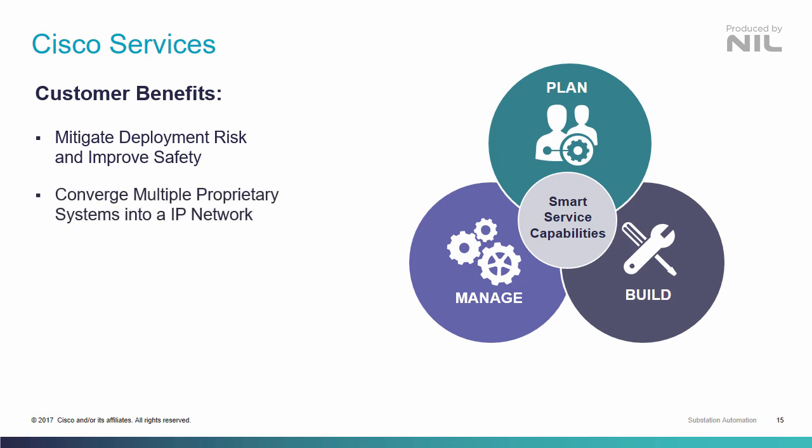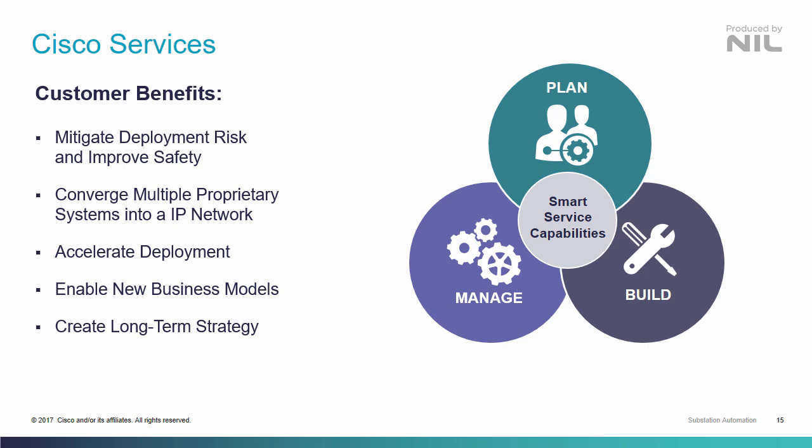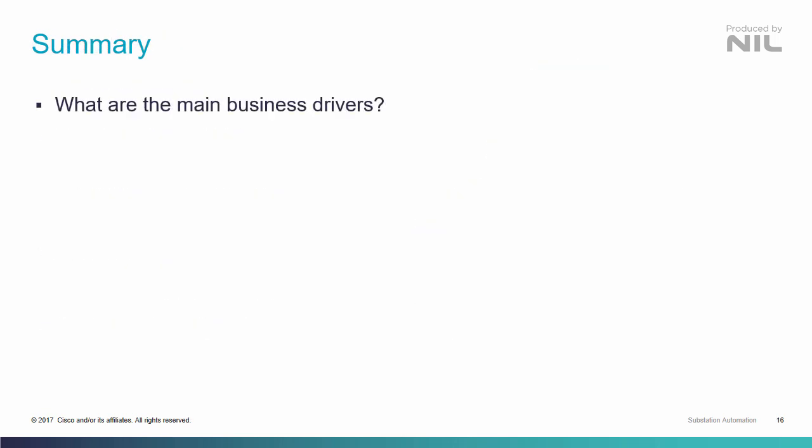Cisco aims to converge different proprietary systems into a single flexible and scalable IP network. This helps improve time to market and it helps accelerate the deployment of new solutions. Together with Cisco, you can enable new business models and create a long-term strategy. Cisco brings resilience and reliability into the power grid. It provides greater visibility and control. By simplifying the infrastructure management, it reduces operational expenses and improves time to service, which allows faster expansion.